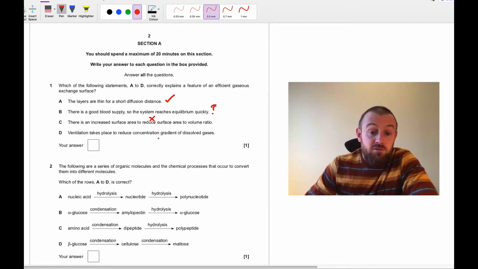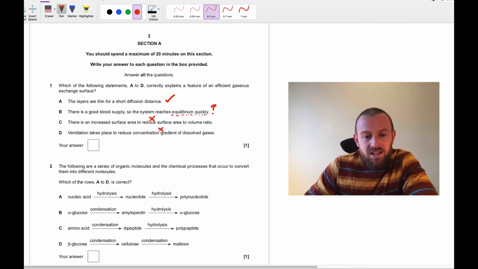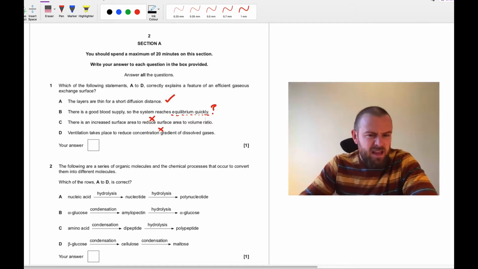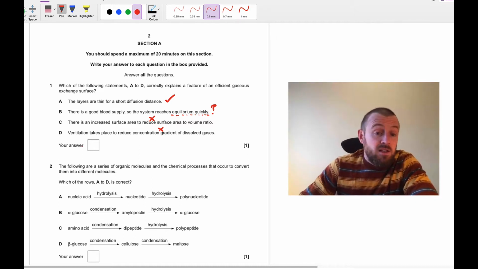Ventilation takes place to reduce concentration gradient. No, we want to keep that high. I guess reaches equilibrium quickly. I guess we never really reach equilibrium in all gaseous exchange systems. We want to keep absorbing gases and getting rid of them. So I guess B is wrong. So A is definitely the best answer. So we go with A.